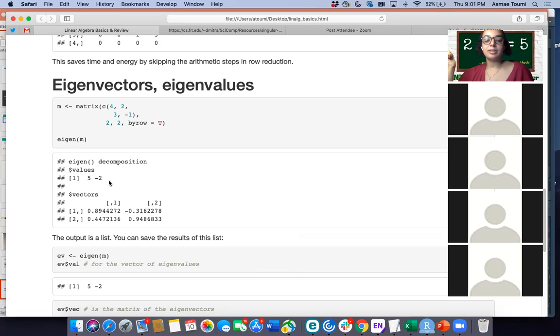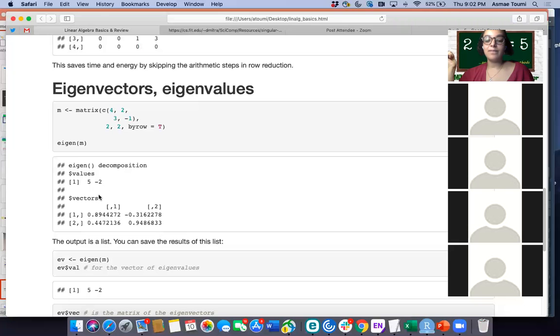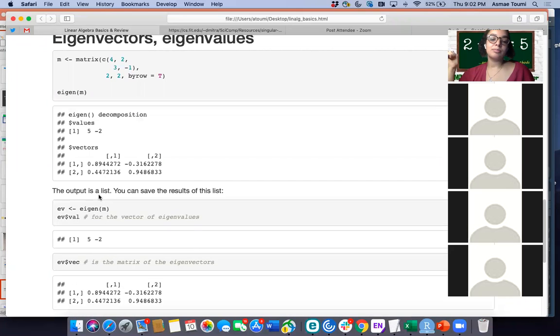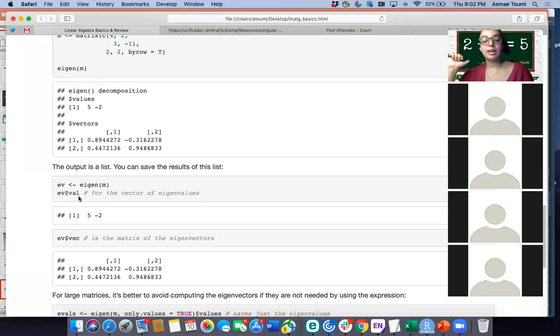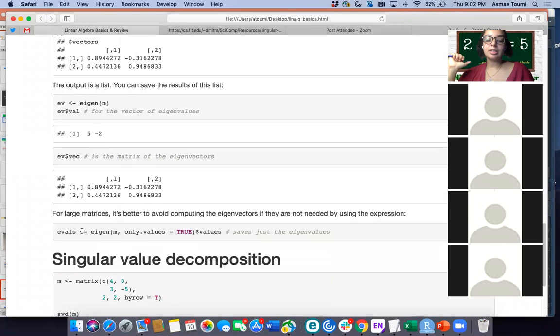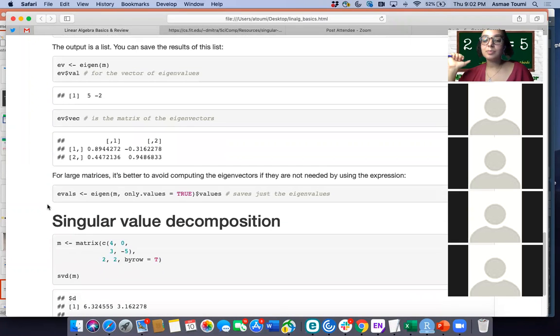And then you get the vectors. You can also save the results as a list and just get what you need, like if you're just interested in the eigenvalues or just the vectors. A little disclaimer here: for large matrices, it's better to avoid computing the eigenvectors because there could be a lot of them. So when you call eigen, there's a nice little option where you can just tease out the eigenvalues.